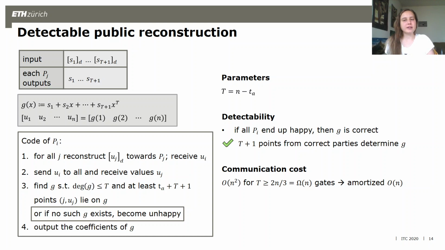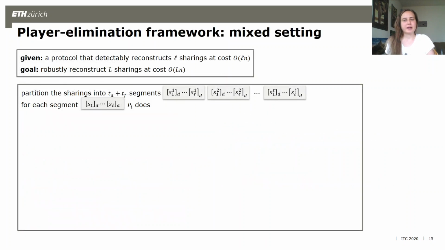So the only thing left to do is to make this protocol robust using the player elimination framework. So here is the overview. It's maybe a bit complicated, so you might want to think about it offline a bit. But it's a really nice idea, I think. So we are given a protocol that detectably reconstructs L sharings at the cost of Ln. And assuming that L is big enough, this is true for our previous protocol. And the goal is to robustly reconstruct big L sharings at the still linear cost.